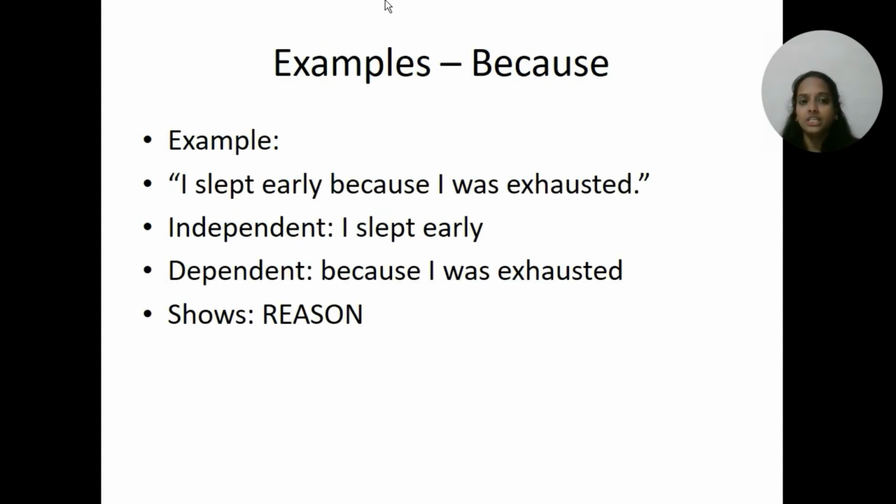The first one I have taken is because. Yes, I slept early because I was exhausted. So here the independent clause is I slept early, and the dependent clause is because I was exhausted. This sentence shows a reason, okay? That's why we are using because.